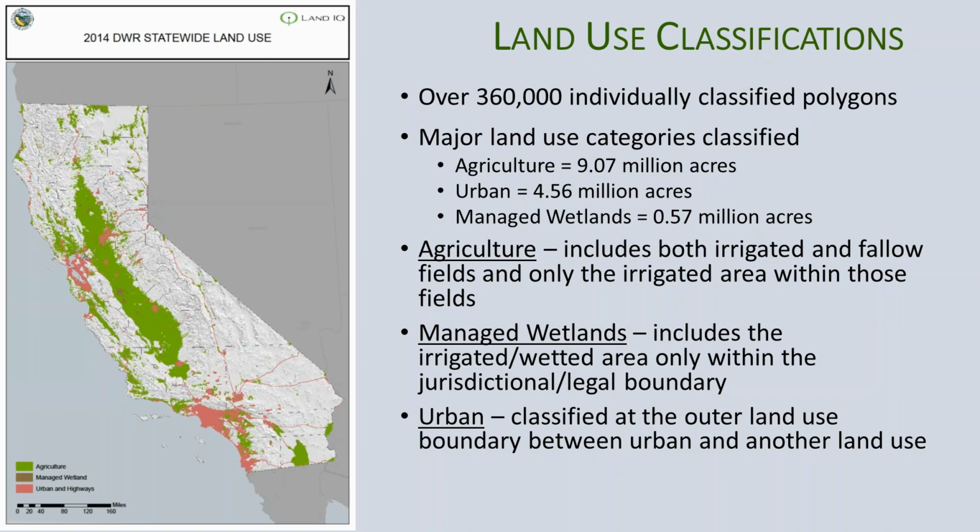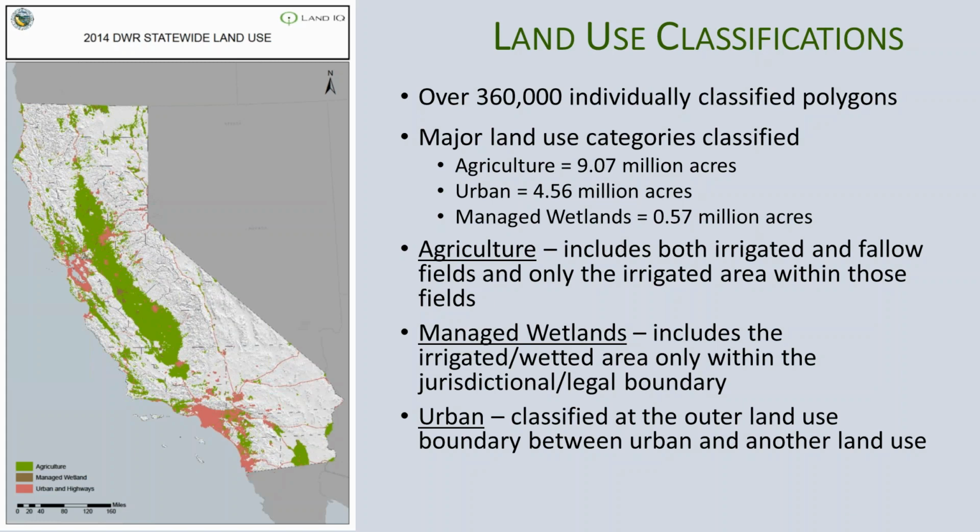And from an urban perspective, we classified the outer boundary of all urban areas as well. So you have a land use layer, and I'll talk about that in a little bit. But that's half as much again, 4.5, 4.6 million acres. And then managed wetlands, again, is that third major category that I was talking about. That's close to 600,000 acres of refuges, both state, federal, private, duck clubs, a lot of other areas that, again, think about water use as a significant land use category in which water is used.